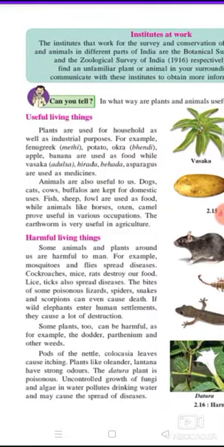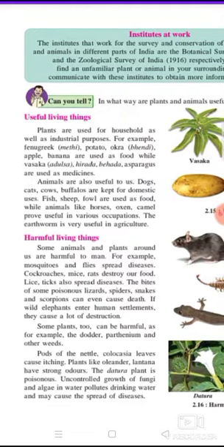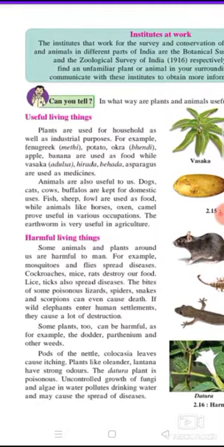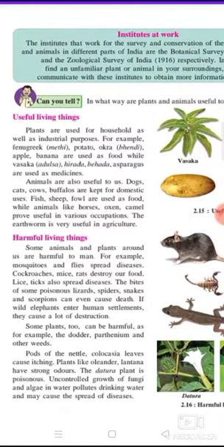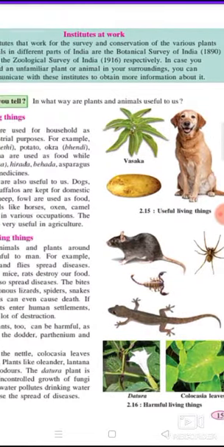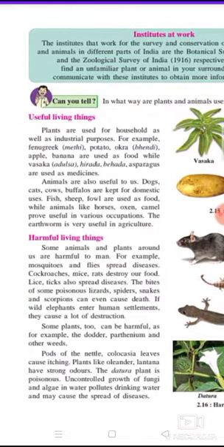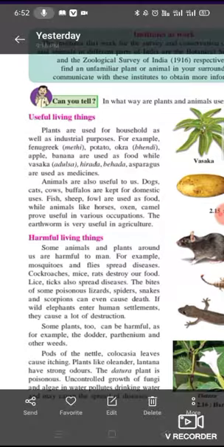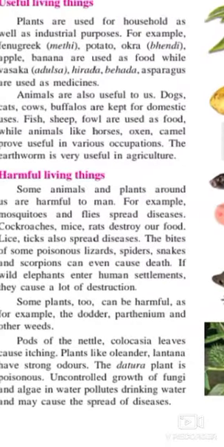See, the next, last paragraph is spots of the needle. Colocasia leaves cause itching. Plants like oleander and lantana have strong odors. The Datura plant is poisonous. Pods of nettle. Pods means what? They open on both sides when ripe. And nettle is a wild plant with heart-shaped leaves that are covered in hair that sting. Colocasia leaves, you can see here, are also heart-shaped. Plants like oleander and lantana have strong odors. The Datura plant is poisonous.